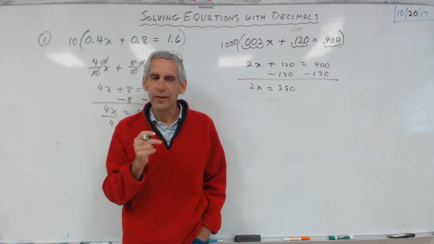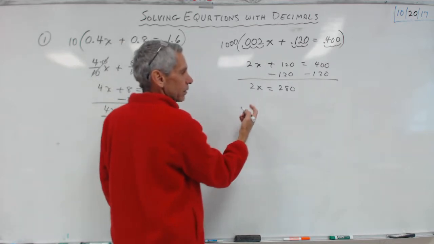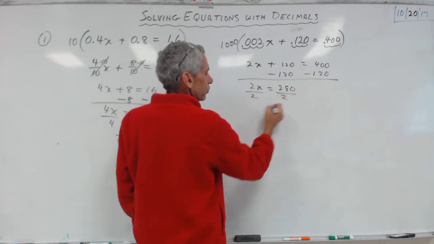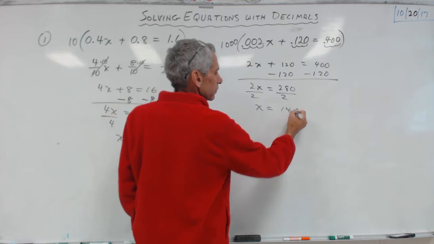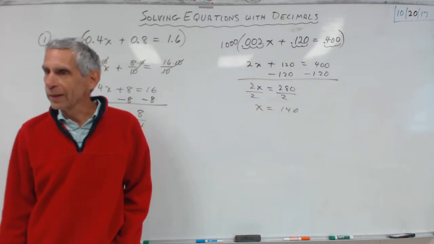No, it's not 380, it's 280. Yeah, this is 280 because you subtract 100 from 400. Right. It's 300. Guys, divide by 2, x is equal to 140, right? Did I do that one right? Yeah, x equals 140. Does that make sense?